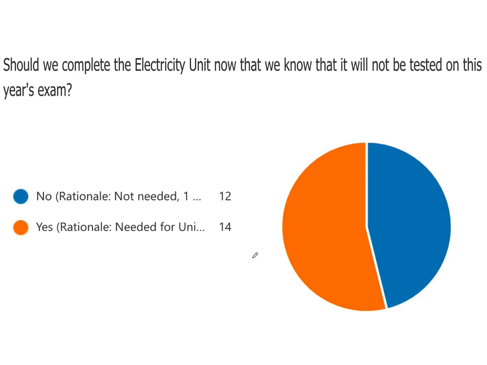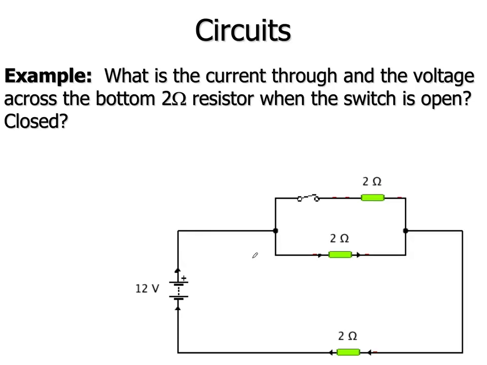Kirchhoff was Prussian. He was the one who analyzed electrical circuits in a mathematical way, and we'll get into those today. But let me cruise into this real quick. Take a look at this. This is an old problem. The question is what's the current through and the voltage across the bottom 2 ohm resistor when the switch is open and closed? And this goes back to the idea of resistor networks.